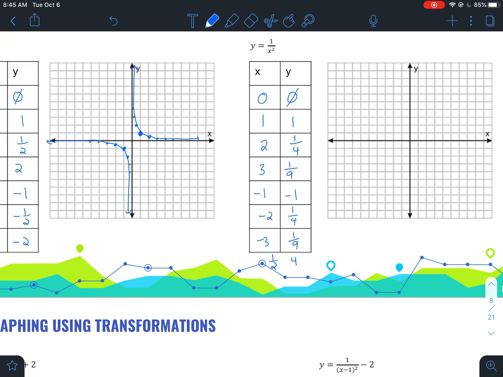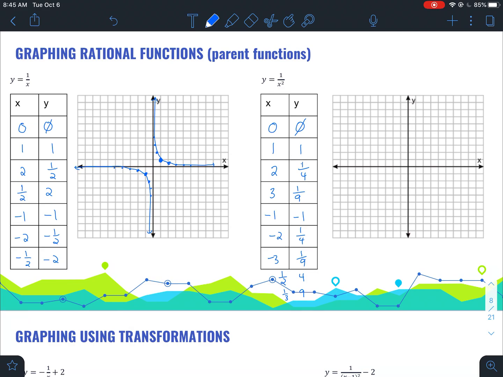If I plug in 1/2, I would get 4. If I plug in 1/3, I get 9. And then same thing for the negative of those. So 1, 1, 2, 1/4, 3, 1/9. And then if I plug in 1/2, I get 4. If I plug in 1/3, I get 9. So on that side, it's looking like this.